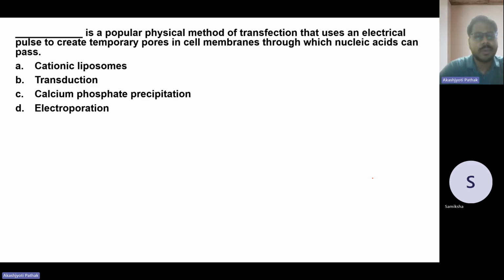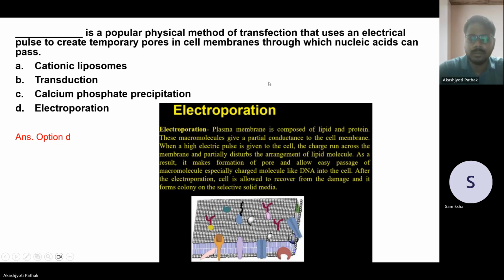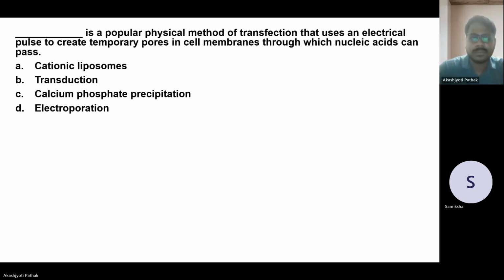Now, what is a popular physical method of transfection that uses an electric pulse to create temporary pores in the cell membrane? What will be the answer to this question? Just now we discussed, right? It is electroporation. In electroporation, short electric pulses are given, and these electric pulses create pores in the membrane or in the cell wall so that the DNA can be taken up.